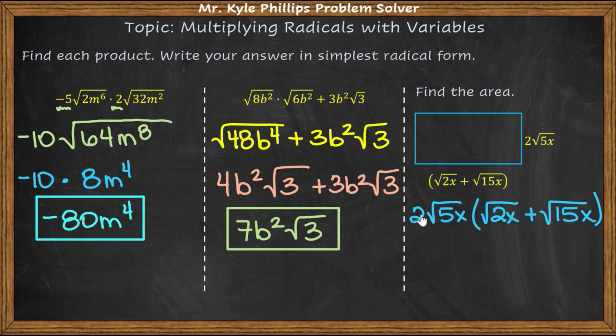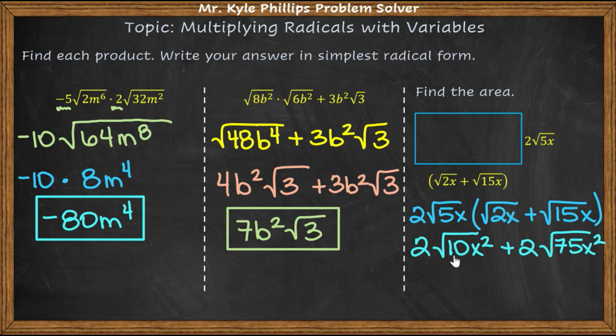We'll take the 2 square root 5x and multiply it by root 2x. So this is 2 times a coefficient of 1, so that's going to give me 2 times the square root of 5x times 2x, which is 10x squared. And then I have 2 root 5x times root 15x. So this is 2 times the coefficient of 1. And then I have 5x times 15x. So this will be 75x squared.